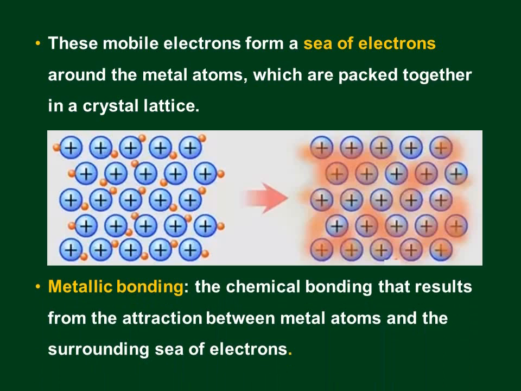So metallic bonding is the chemical bonding that results from the attraction between metal atoms and the surrounding sea of electrons. Here the atoms are positive because the electrons are removed, and the electrons move within the crystal, so there is attraction between the atoms, which are positive, and the sea of electrons, which is negative, so they form a metallic bond. Metallic bonding: the chemical bonding that results from the attraction between metal atoms and the surrounding sea of electrons.